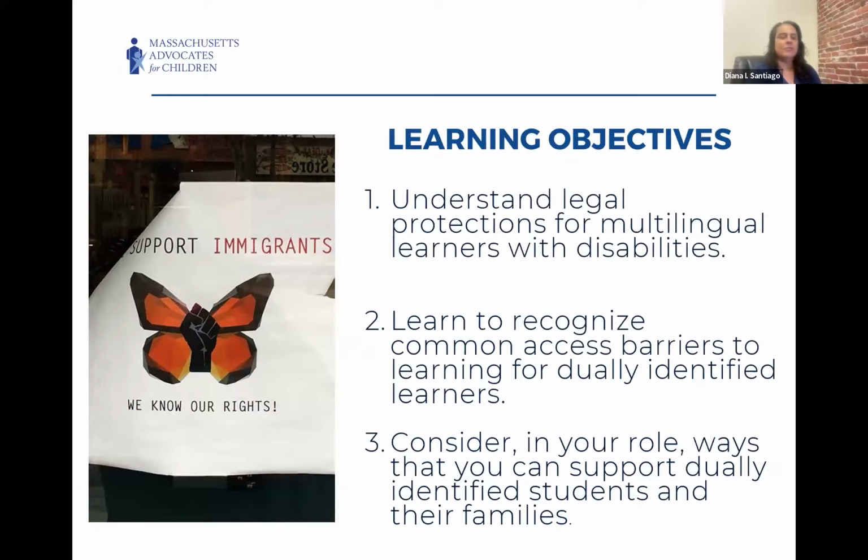So here, just a couple of learning objectives. First being just to understand some of the legal protections for multilingual learners with disabilities. This is just kind of a taste of it, so hopefully it's the right balance in terms of level of basicness versus what you've all experienced. Learn to recognize common access barriers to learning for dually identified learners, so English learners, multilingual learners with disabilities, and also hopefully to consider in your role as an educator, as an advocate, as a social worker, however you're joining this conference, ways that you can support dually identified students and their families.